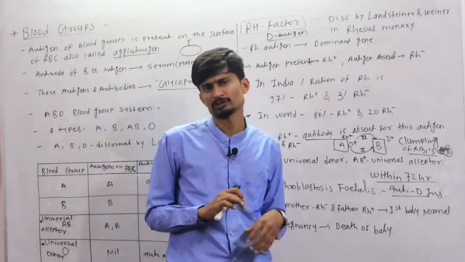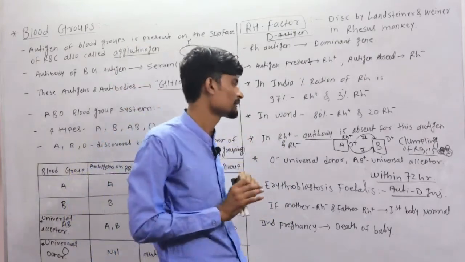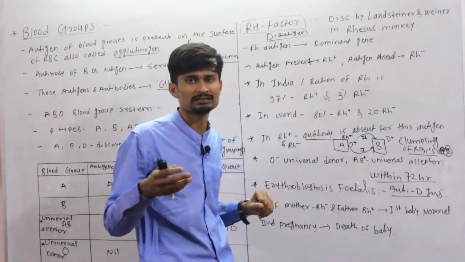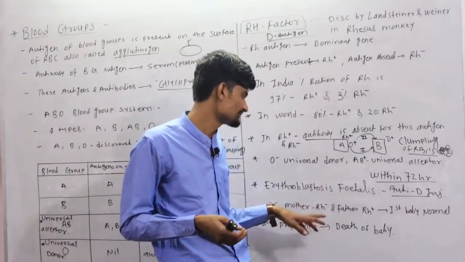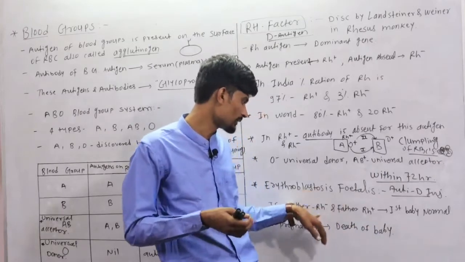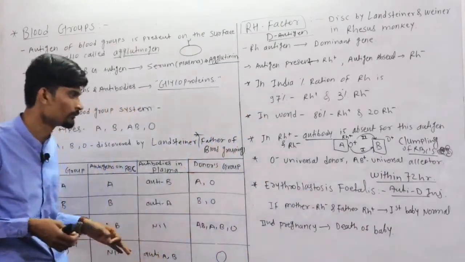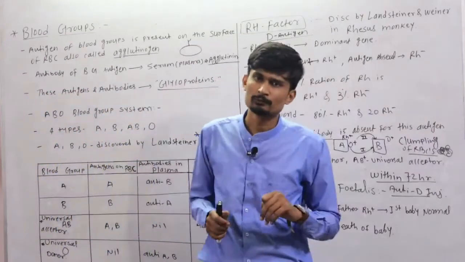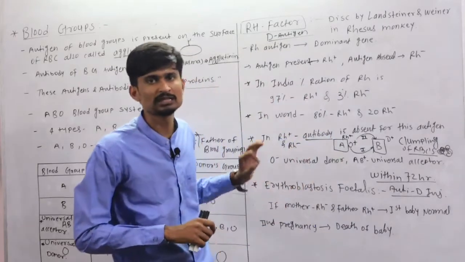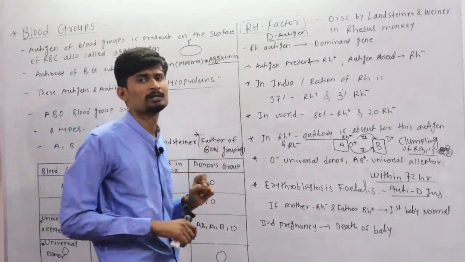So that is the importance of these blood groups. That's why we have to study these blood groups for medical education. Erythroblastosis fetalis means the death of the baby occurring in this condition, if the mother has the Rh negative blood group and the father has the Rh positive blood group. So students, here we completed our topic, blood groups.